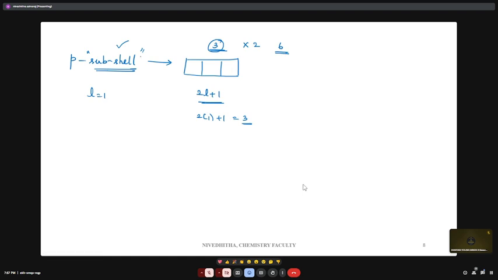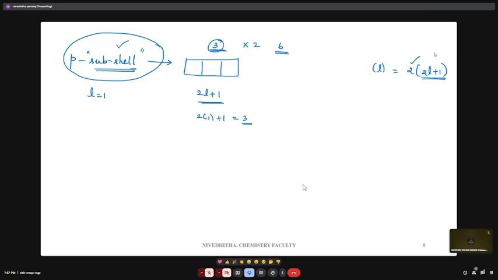Maximum number of electrons in a given subshell is 2 into (2l plus 1). So by using this formula, we'll calculate the number of orbitals and, multiplying it with 2, we'll get the maximum number of electrons that a particular subshell can accommodate. So the maximum number of electrons in a given subshell is 2 into (2l plus 1).